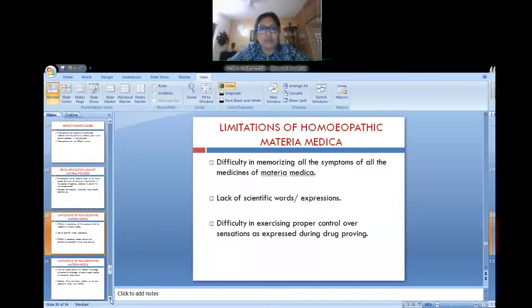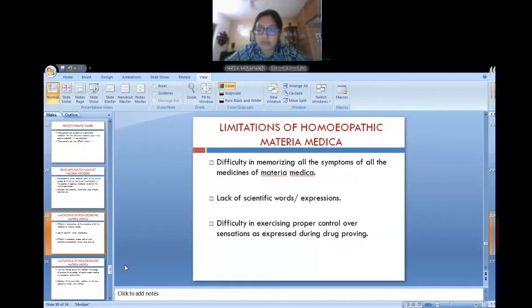Okay, limitations of homeopathic materia medica. The very obvious and prevalent limitation of materia medica is memorizing all the symptoms of all medicines. You can't remember everything of 400 drugs. Lack of scientific words and expressions. In this case, Hahnemann made it very clear that it's the symptoms that we are dealing with, not the disease itself. He said, even if you diagnose the disease, it has no therapeutic value. You're not treating malaria, you're treating the patient, you're treating fever, you're treating chills.